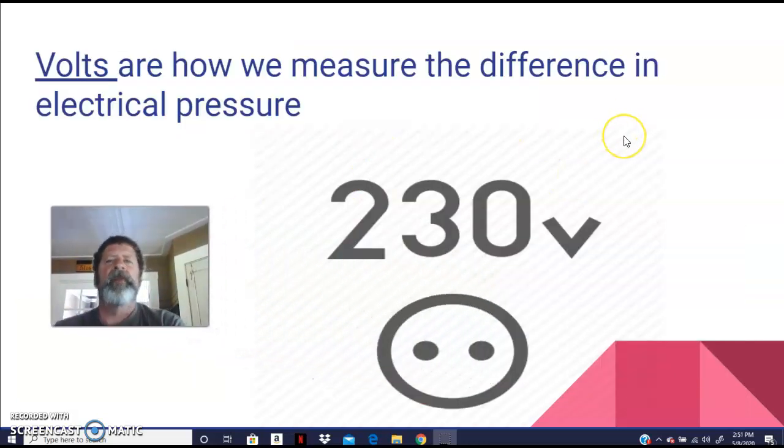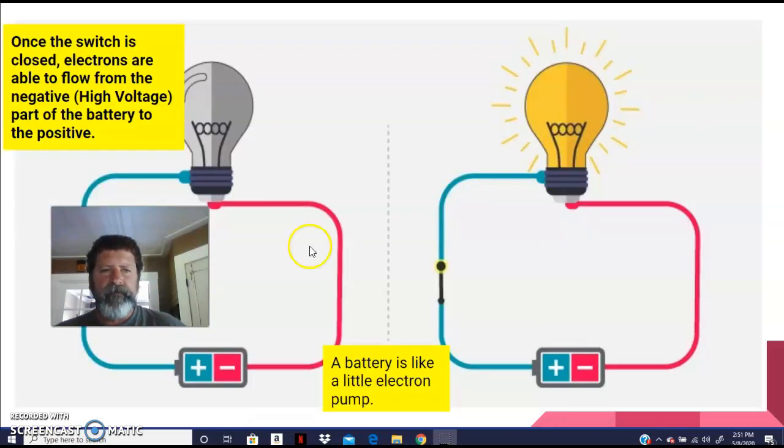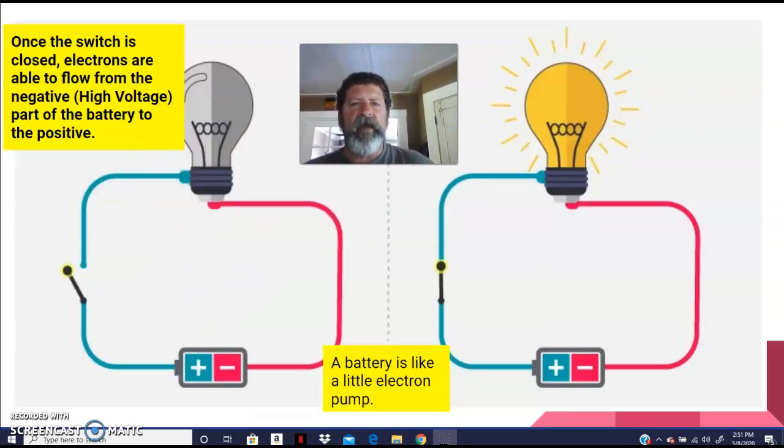Volts are a measure of the difference in electrical pressure. So we have 120 volts or 230 volts, depending on what appliance we're using. But that's what it's all about: how hard that electricity is coming out.